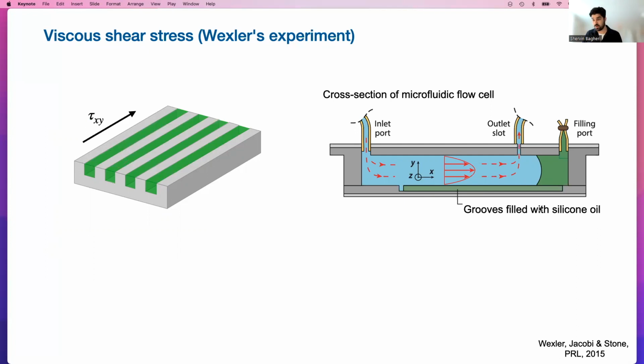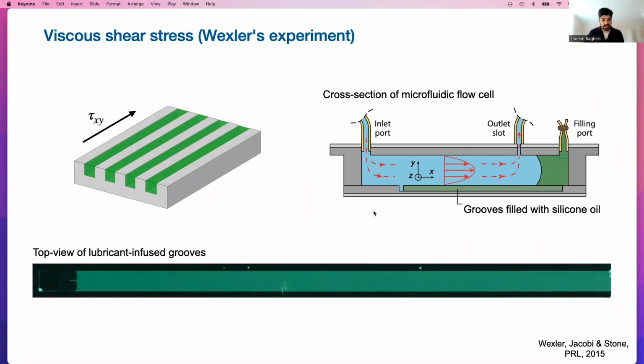lubricant, which is silicone oil. And then they had water flowing over these surfaces. And what is also important here is that there's a barrier at the downstream part of the channel. So basically, there's a reservoir of the lubricant, you can think of it that way, right? So they mixed fluorescent particles into the lubricant and looked from the top with a camera. And this is what they observed.